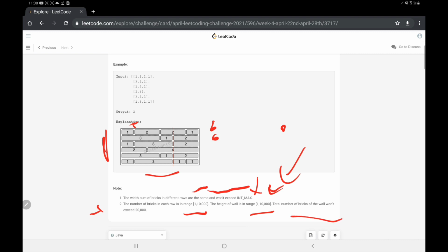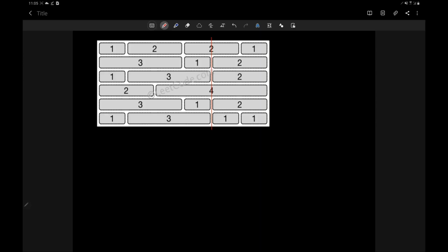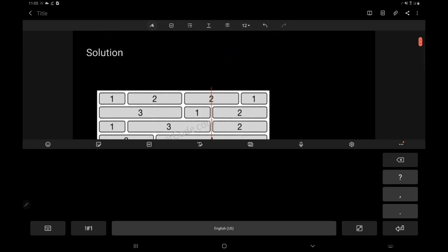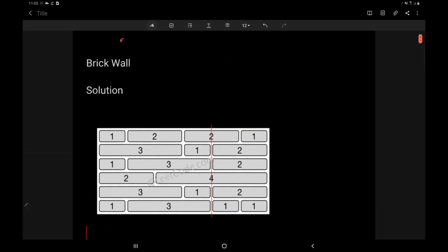All right, and the number of bricks on the wall won't exceed 20,000. I think there is not much of a constraint that we are looking for over here. This is pretty much the constraint that we were about to look at. Let's see the approach for this problem and see how we are going to use this hint to make our answer. Here is the question that we have.